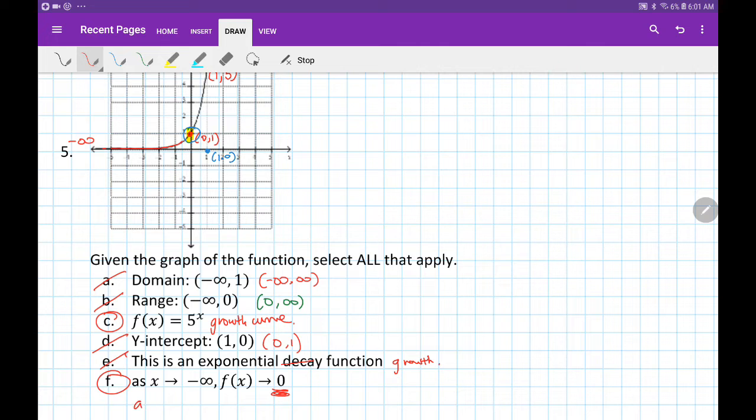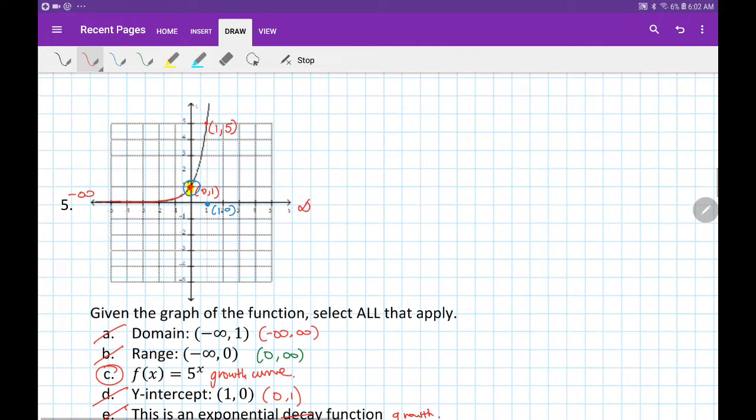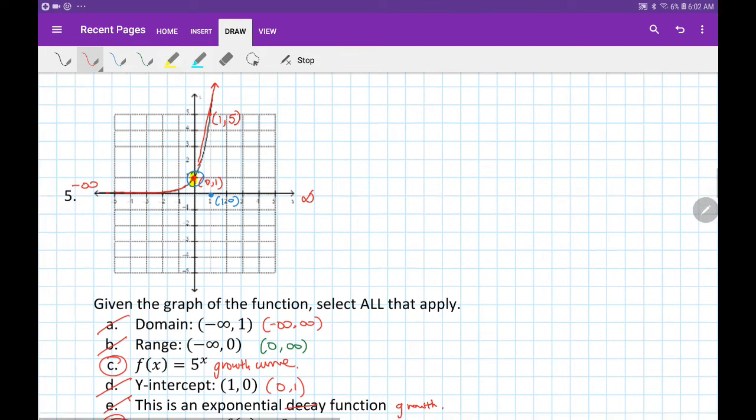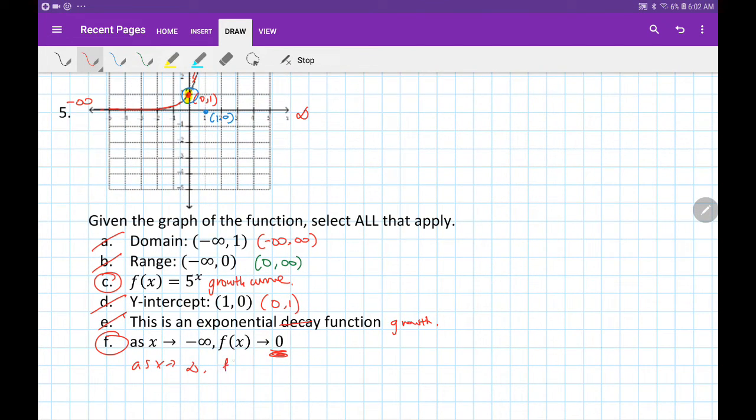If I said what's happening as x approaches positive infinity, then you'd look at the right side, and you would see that the graph as I move to the right actually goes towards positive infinity. But on the left, it's getting closer to the value of 0 right over here. So this is true.